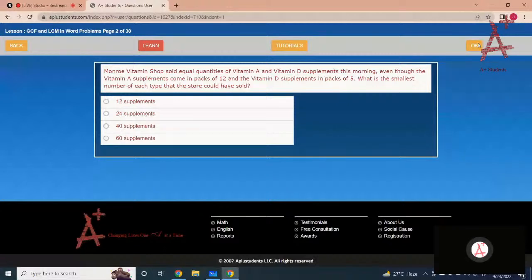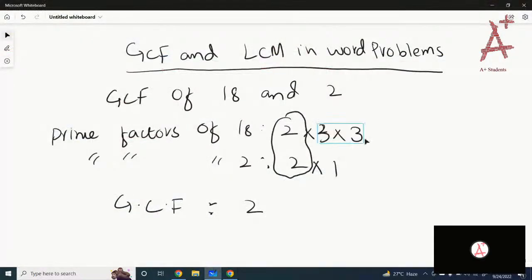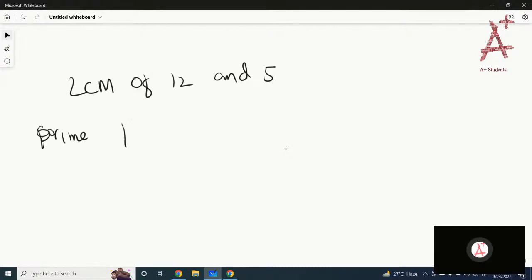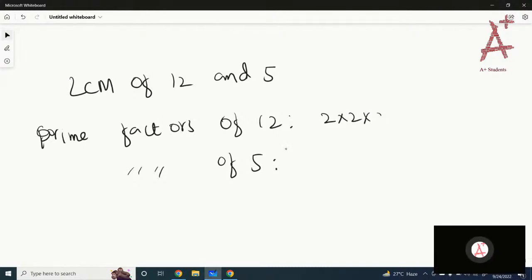So you have to find the least common multiple. Got it? So you have to find the least common multiple of 12 and 5. LCM of 12 and 5. Okay, so write the prime factors. Prime factors of 12 and 5. So the prime factors of 12 are 2 times 2 times 3, and the prime factor of 5 is 1 times 5.